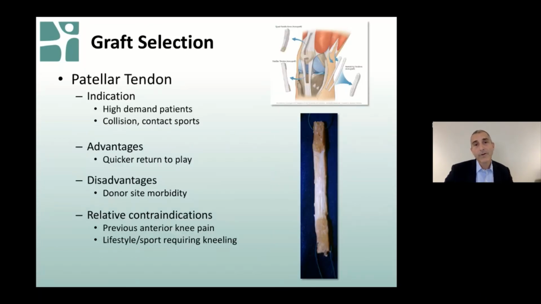We tend to prefer autografts in our young athletes for the reasons of healing time and re-rupture risk. And the most commonly used is the patellar tendon. This is a graft where we take the central 1/3 of your patellar tendon with a piece of bone on either side. And because you've got this bone on either side, there's theoretically bone-to-bone healing, which we think is advantageous. We tend to use these grafts in our higher demand patients and in our collision and contact athletes, and perhaps it allows a little bit of a quicker return to play.